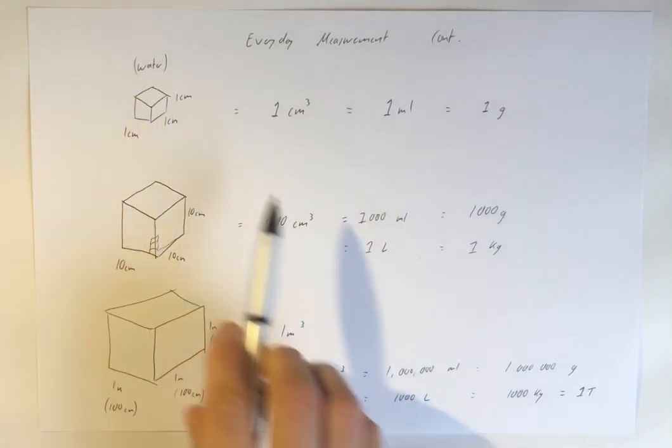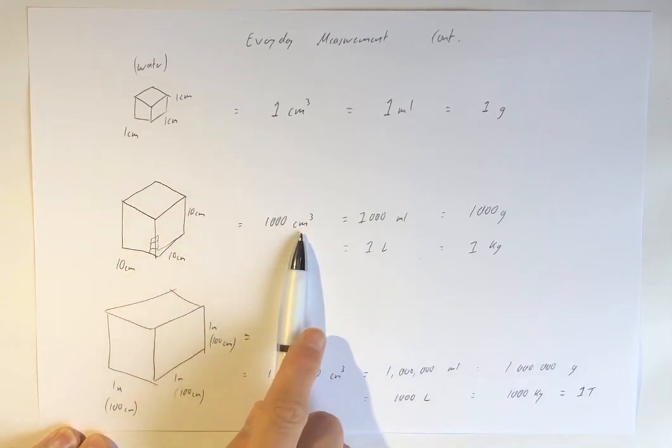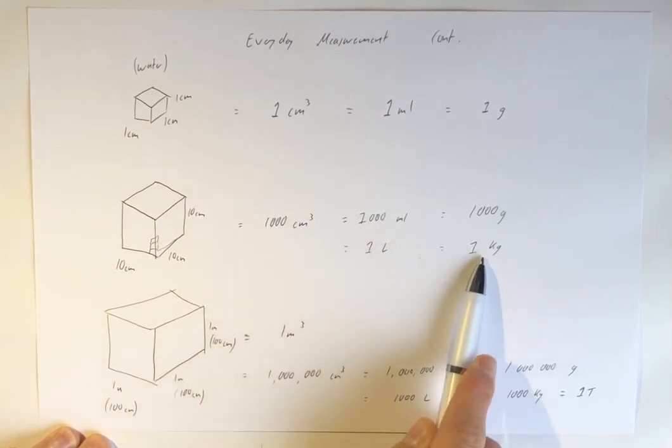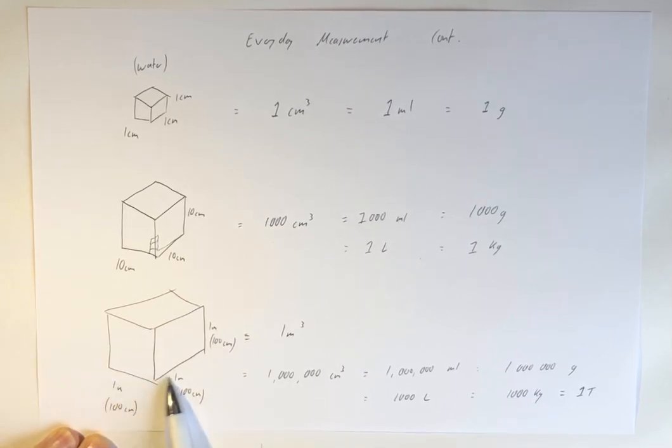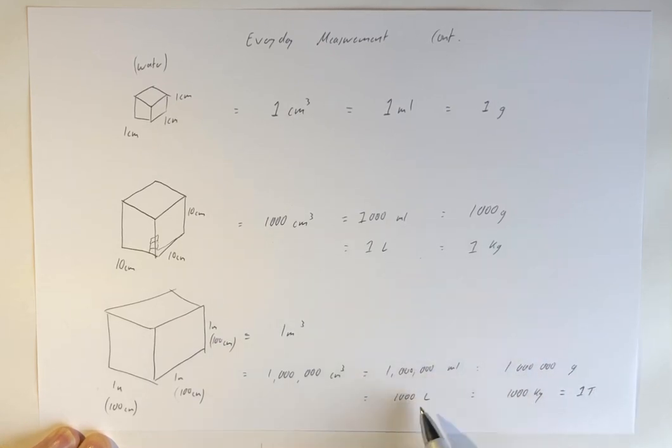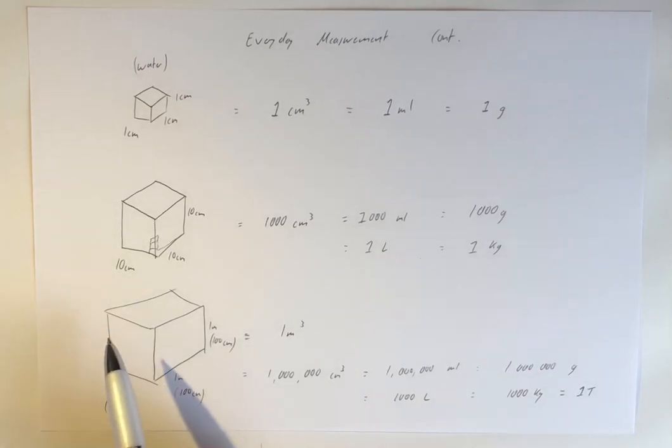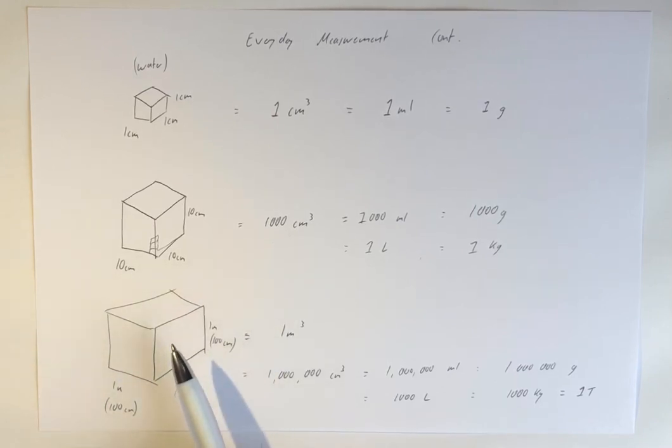This is all for water. 1,000 centimetres cubed is 1,000 mils, which is a litre, which is 1 kilo. A metre by metre by metre, or 1 metre cubed, is 1,000,000 cubic centimeters, and that is 1,000,000 mils, which is 1,000,000 grams, and that means that is 1,000 liters, which is 1,000 kilos, which is 1 ton. So if you've ever been to a farm and seen those big white water tanks that they used to give animals, it's about a meter by a meter by a meter. Well, that is 1 ton.